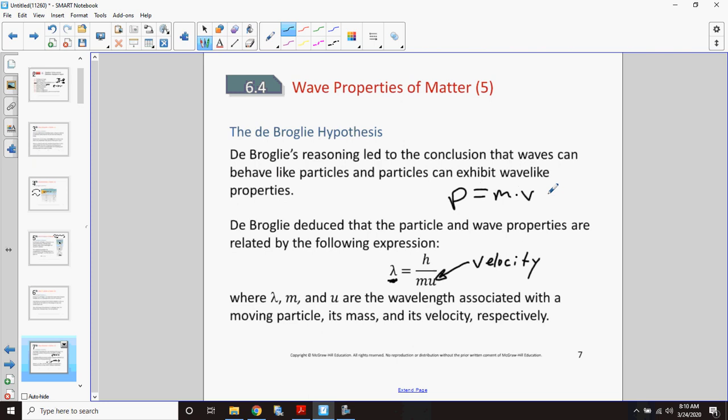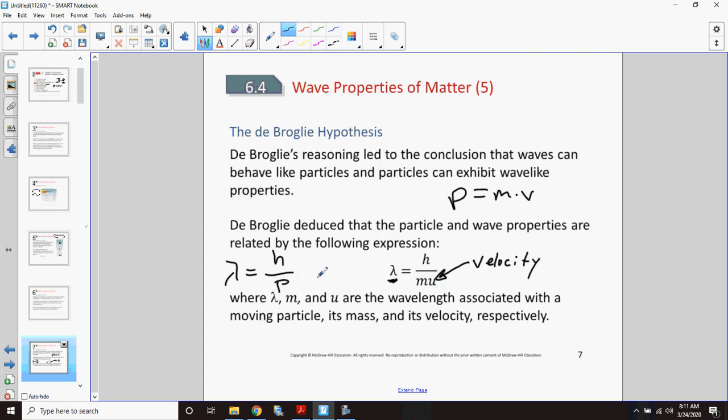Would you rather get hit by a fly moving 30 miles an hour or a baseball moving 30 miles an hour? Everyone chooses the fly because the thing that hits you isn't just the velocity, it's the mass multiplied times the velocity. The baseball hurts a lot more than the fly does. It has more momentum. So this equation is often written as lambda equals Planck's constant divided by p, or momentum. But it's a really cool thing.